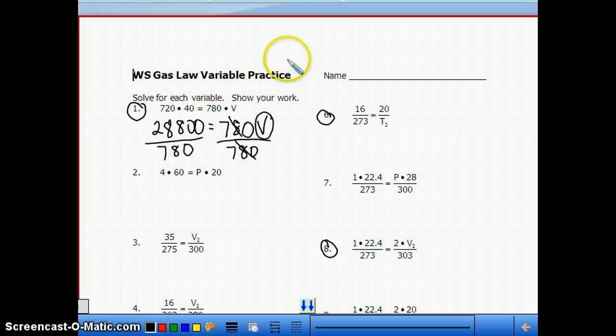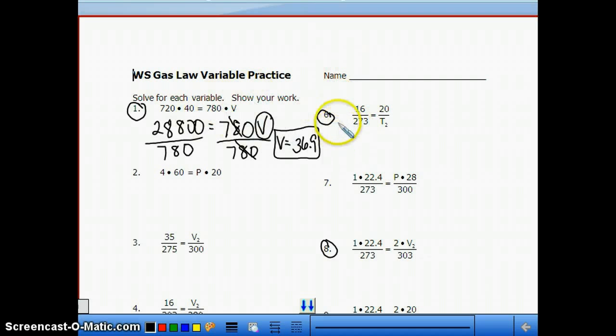And then to get full points on this, you want to make sure that you show your answer as what the variable is, what the number is equal to. You should get 36.9 when you divide those. And then put a box around your answer, and that's it.